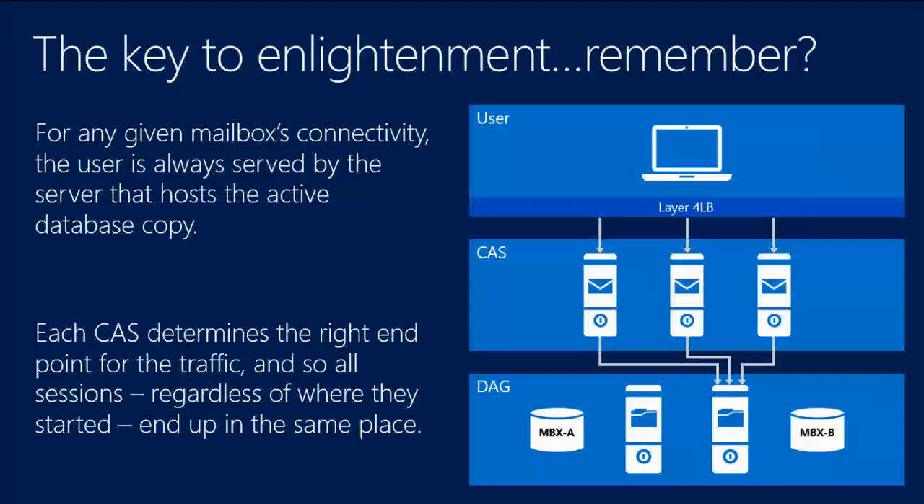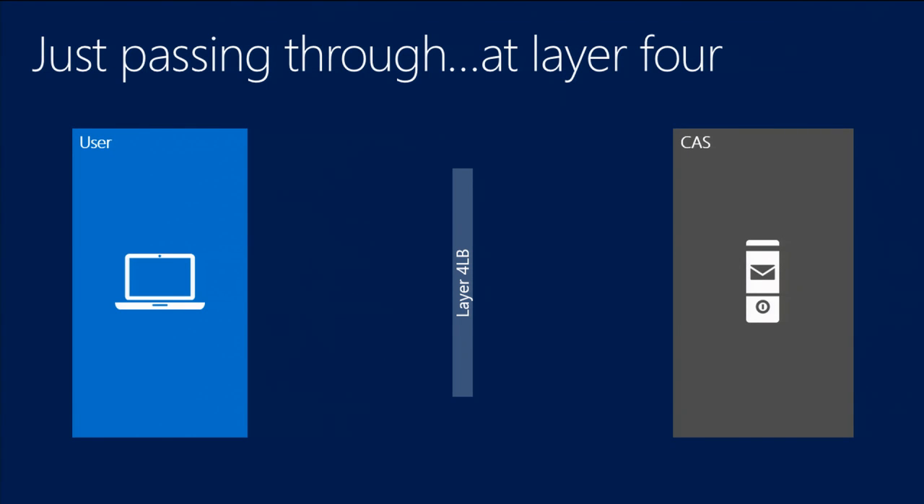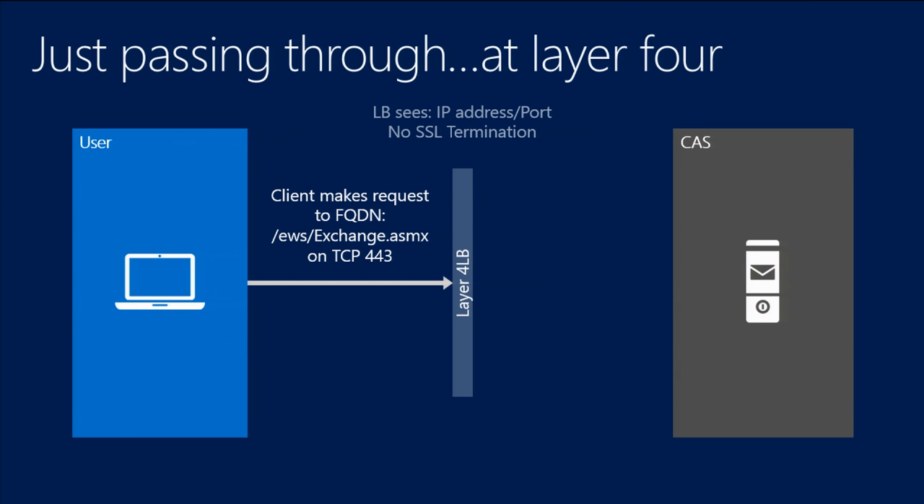So this slide is, again, important to realize that this is what we're talking about here, that the load balancer can spread the connections across multiple CASs, but because they all go back to the same place, this is how we manage to perform this trick, if you like. So at layer 4, I've got a user on the left, a layer 4 load balancer, and a CAS on the right. When I look at it from a session perspective, my client makes a request. My client actually knows he's trying to get to the EWS Exchange ASMX endpoint on TCP 443. But the load balancer sees an IP address and a port. He's not doing SSL termination, so he doesn't really know what I'm trying to do.